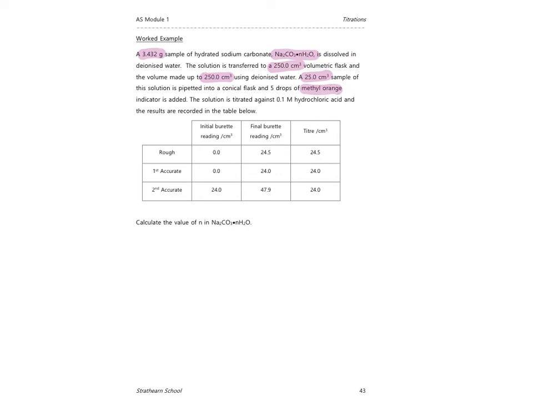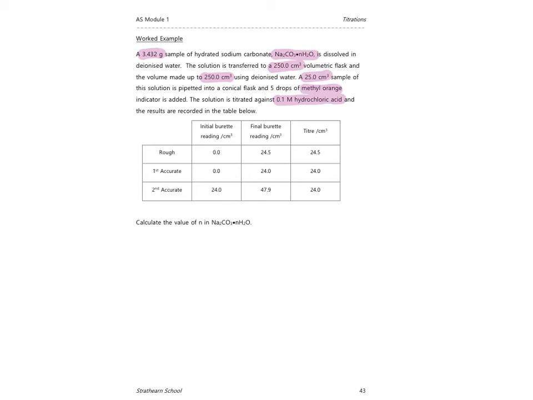The question sometimes asks about your colour change, so make sure you know that for your methyl orange and your phenolphthalein. The solution is titrated against 0.1 molar hydrochloric acid. That's our concentration of hydrochloric acid. And we have our results in the table below. So you have your rough, your first and your second titre.